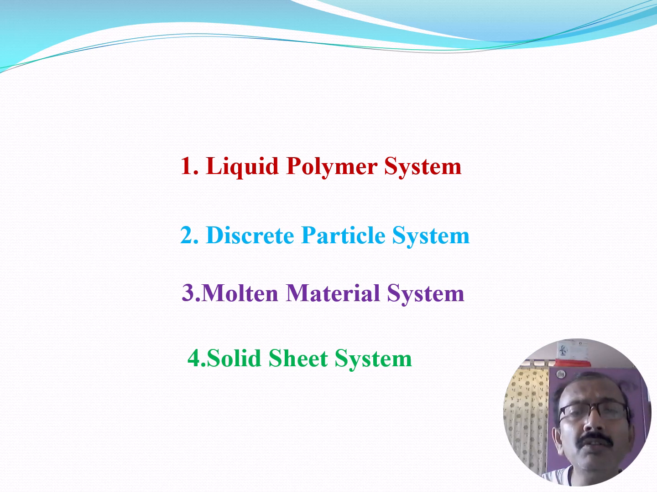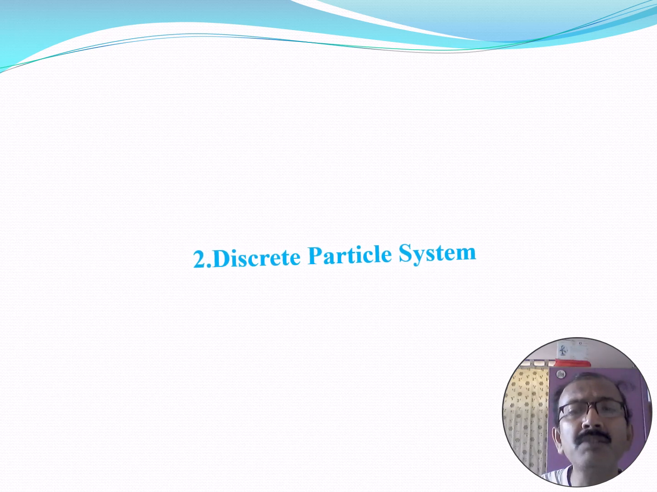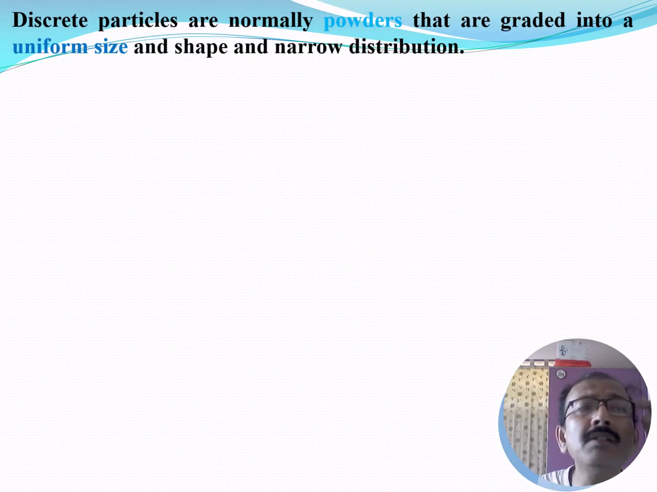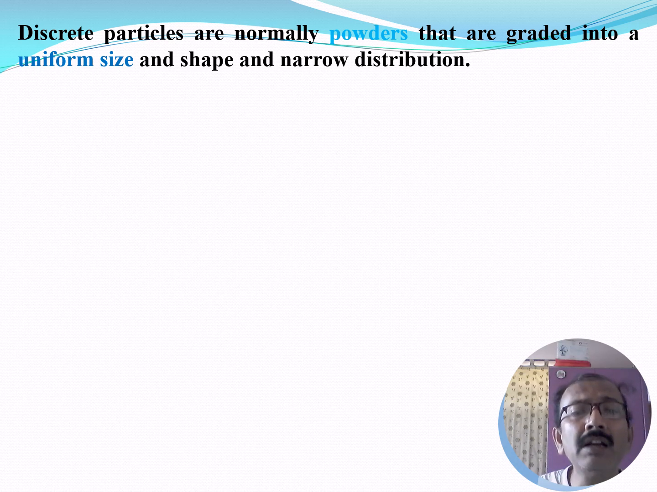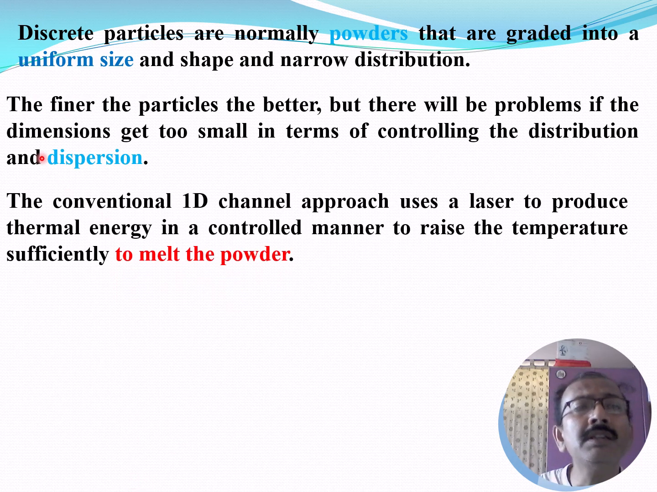So, in this video, I will discuss the discrete particle system. First we explain what that is. Discrete particles are normally powders that are graded into a uniform size and shape and narrow distribution. The finer the particles, the better, but there will be problems if the dimension gets too small in terms of controlling the distribution and dispersion.